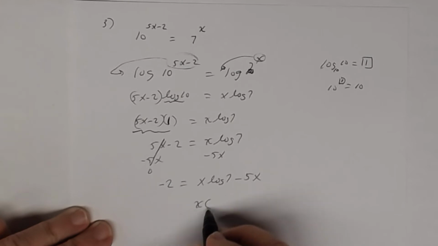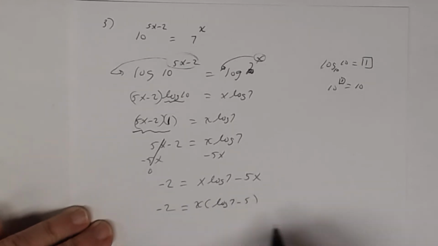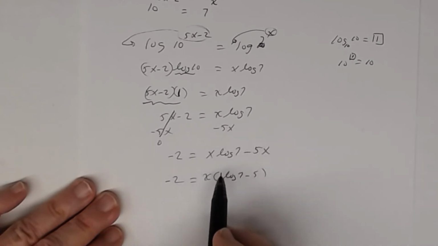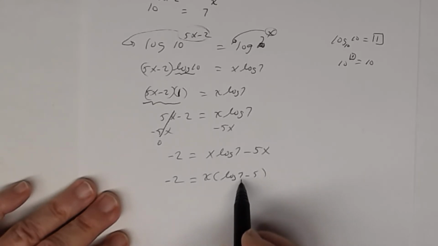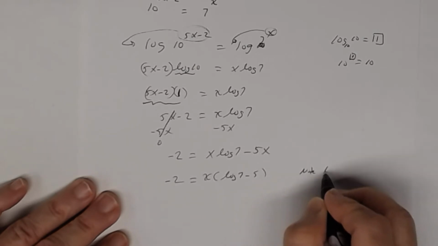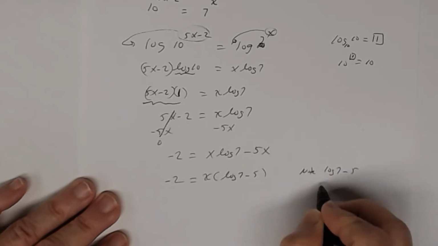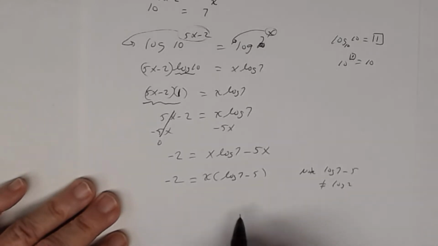So I get x times the log of 7 minus 5 equals -2. And then just like we did in another problem, this is my coefficient. And again, don't say the log of 7 minus 5 is the log of 2. Okay, so mathematically that's not correct. Just to make sure you understand this, the log of 7 minus 5 is not equal to the log of 2. So be careful.